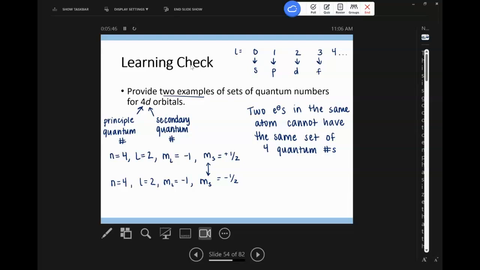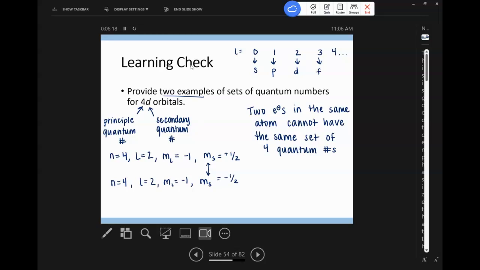Because it's a d orbital, that means that L must equal 2. So any electron in a d orbital has an L value, secondary quantum number, equal to 2. And then ML, here's where we have some options. Our restriction for ML is that it can be any integer from negative L, so negative 2, to positive L, so positive 2. So ML can be negative 2, negative 1, 0, positive 1, or positive 2.